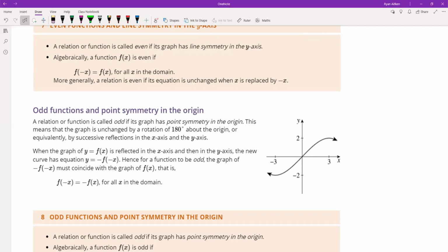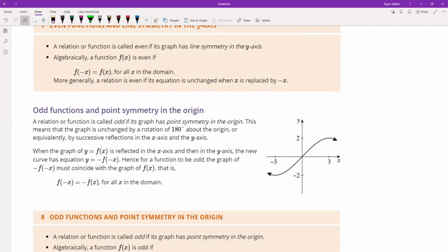A relation or a function is called odd if its graph has a point of symmetry in the origin. So this means that the graph is unchanged on a rotation of 180 degrees about the origin, or equivalently by successive reflections in the x-axis and y-axis. If you recall the class we did before the test, if we reflect about the x-axis and about the y-axis, that was the same as rotating the graph 180 degrees.